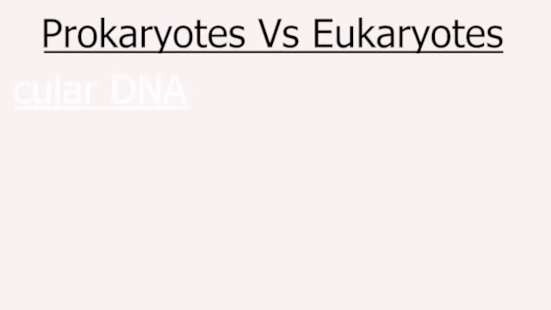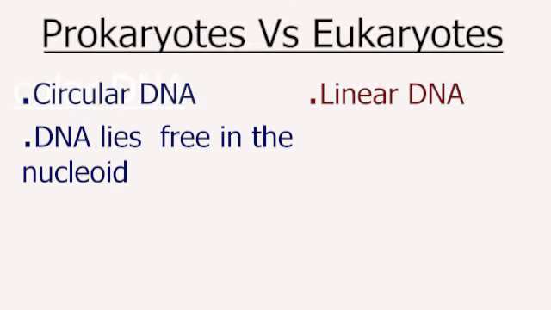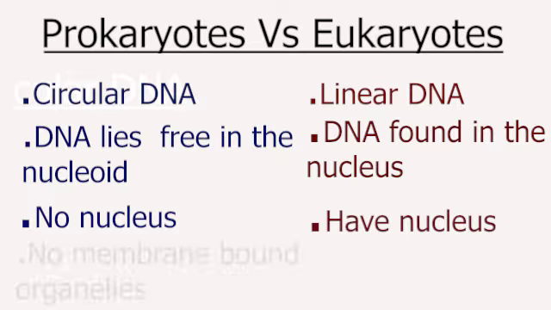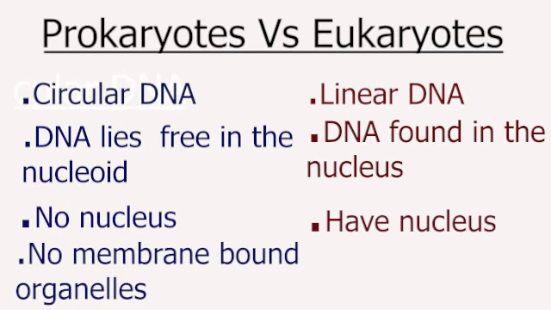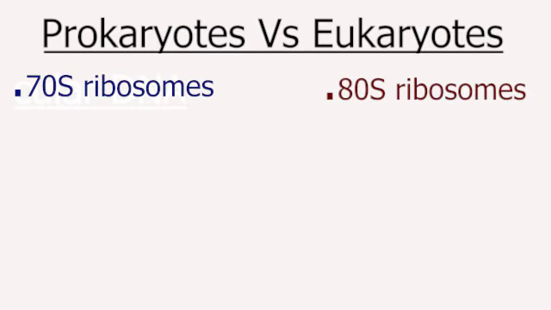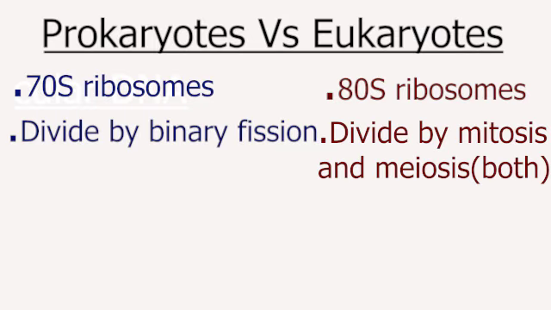Finally, comparing prokaryotic cells and eukaryotic cells. Prokaryotes have circular DNA, whereas eukaryotes have linear DNA. In prokaryotic cells, the DNA lies free in the cytoplasm, and in eukaryotic cells, the DNA is found in the nucleus. Prokaryotes have no nucleus, thus vice versa for eukaryotes. Prokaryotes have no membrane-bound organelles, while eukaryotes have membrane-bound organelles. Prokaryotes have 70S ribosomes, whereas eukaryotes have 80S ribosomes. Prokaryotes divide by binary fission, whereas eukaryotes divide by mitosis and meiosis.